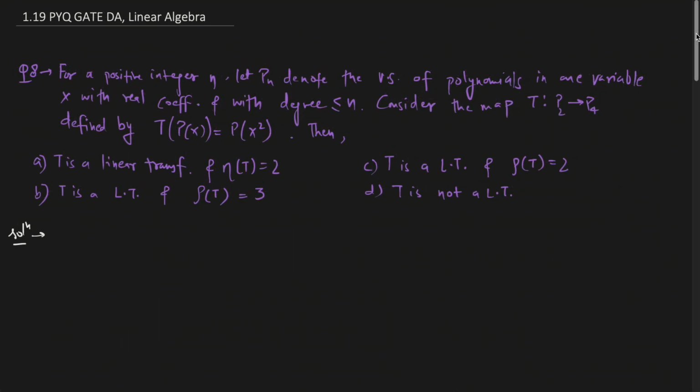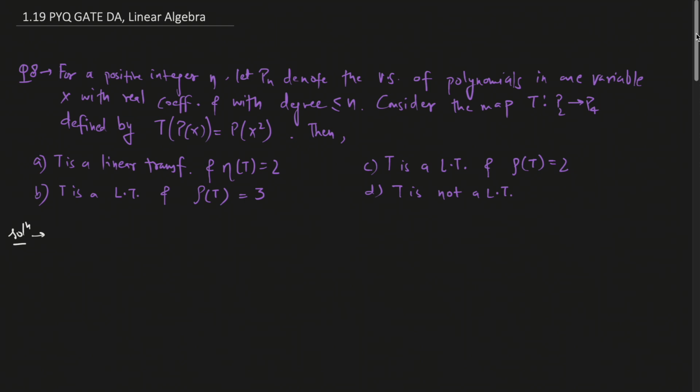So let's see question 8. What it is saying: for a positive integer n, let Pn denote the vector space of polynomials in one variable x with real coefficients and with degree less than or equal to n. Consider the map T from P2 to P4 defined by this. Then we need to check whether it is a linear transformation or not.